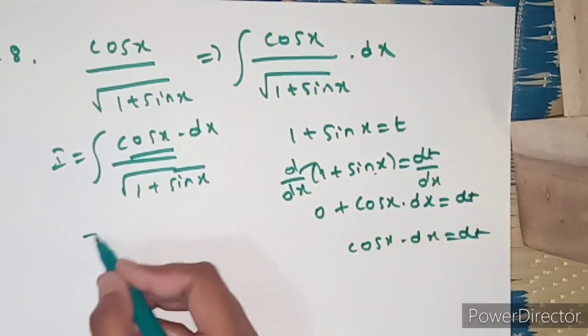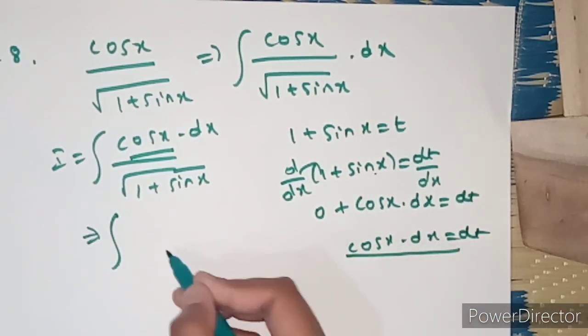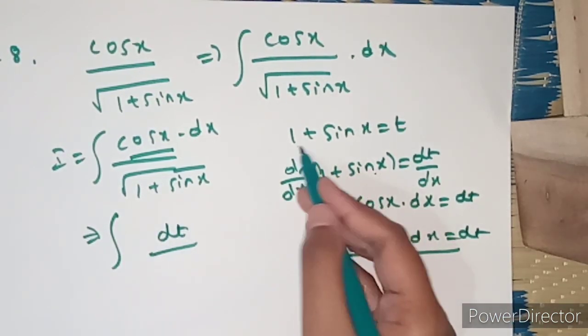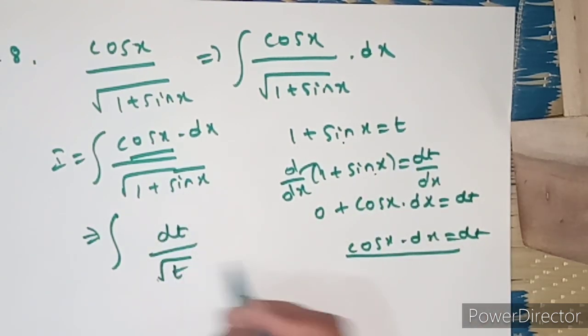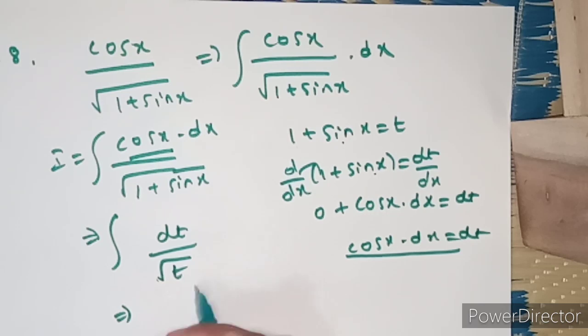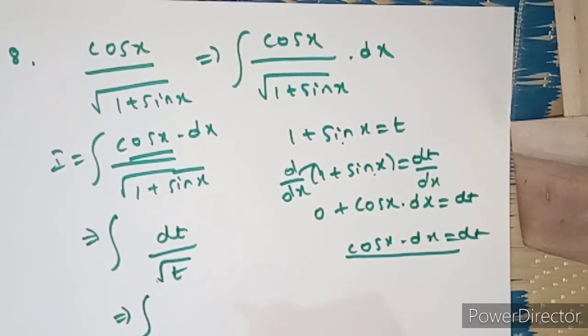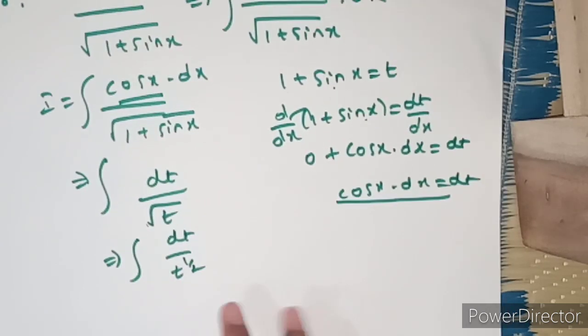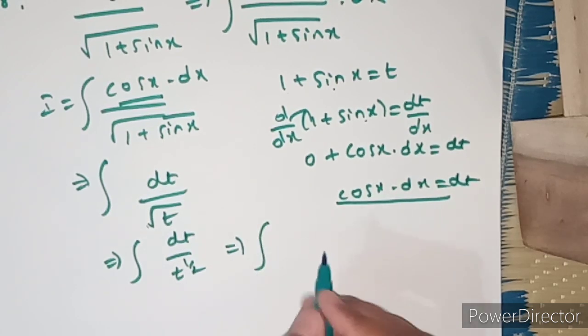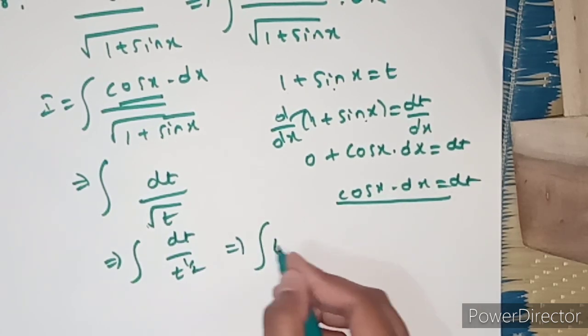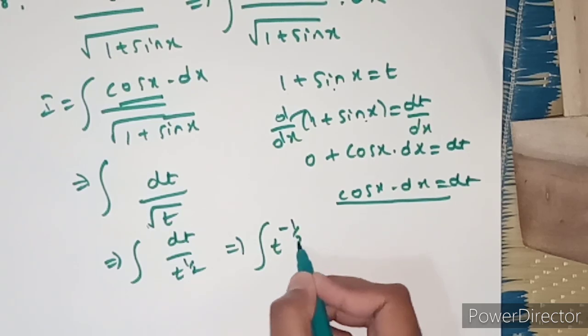Substitute all these values in the integral. Cos x into dx is dt and we have taken 1 plus sin x as t. So the square root as it is t. Now this root t can also be written as t power 1 by 2. Again we don't have the formula for 1 upon t raised to 1 upon 2, right? So shift this t power 1 by 2 to the numerator, it becomes t power minus 1 by 2 dt.